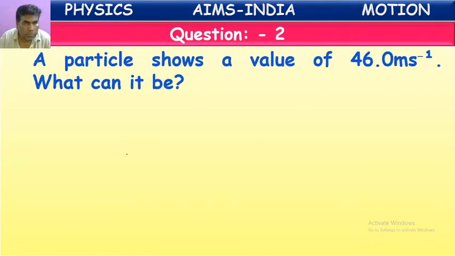Question number 2. Read the question first. You have to read the question first. A particle shows a value of. Already I have told you yesterday. What is the other name for value according to physics? Anybody? Can you answer through live chat? Other name for value according to physics or according to physical quantities?